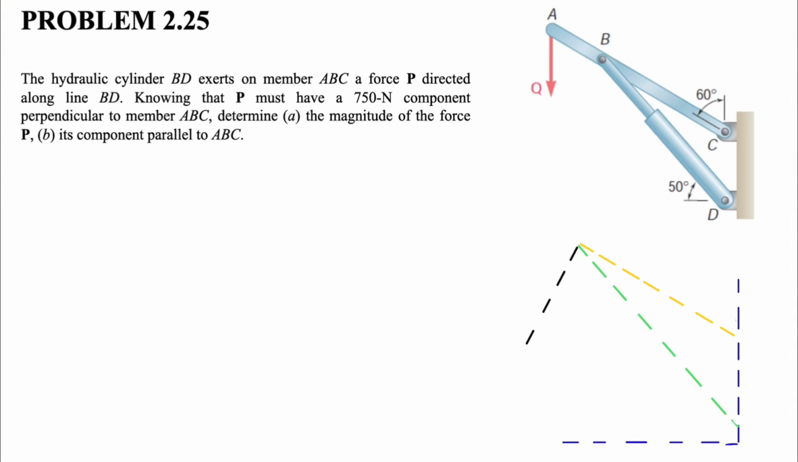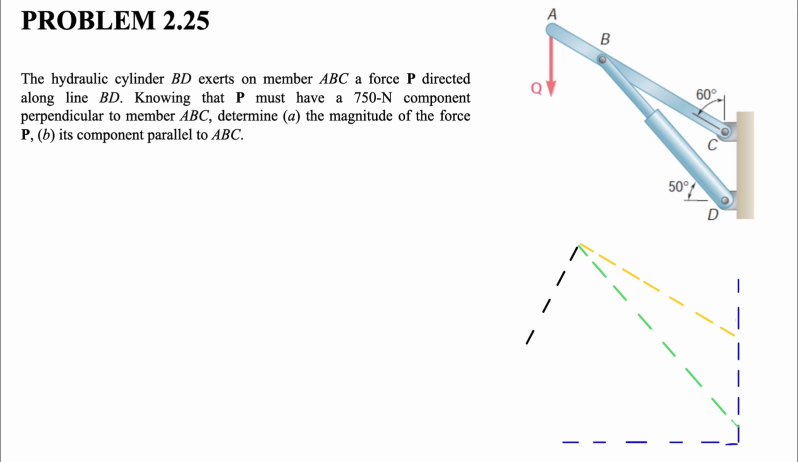Alright, welcome back guys. We have another question from chapter 2 of your Johnston textbook, and we have this hydraulic cylinder BD that exerts on member ABC a force of P directed along BD, and we know that the P must have a 750 Newton component perpendicular to member ABC. In the A part we need to determine the magnitude of the force P, and in the B part we need to find the component parallel to ABC.